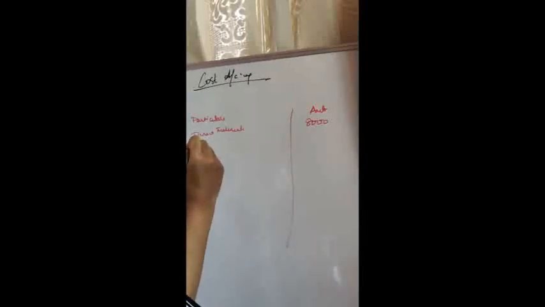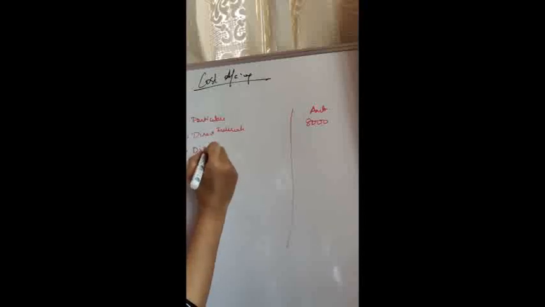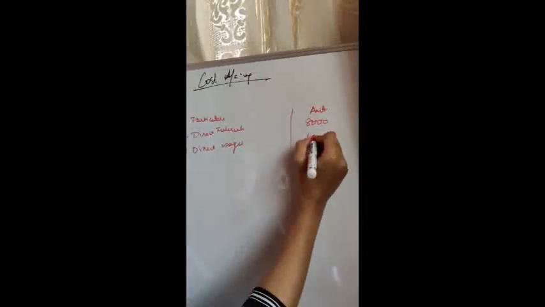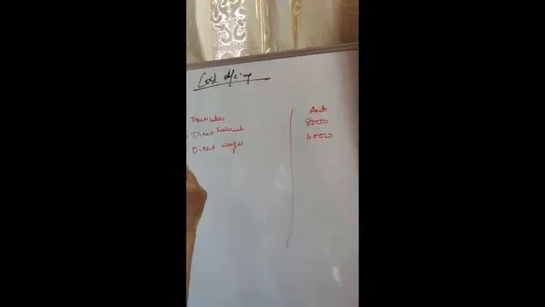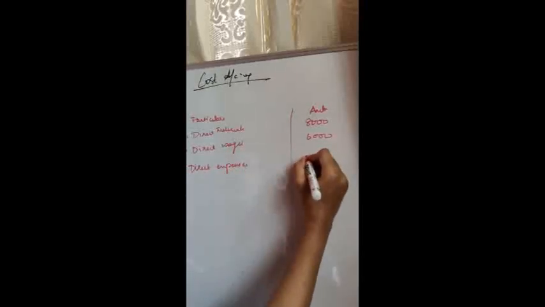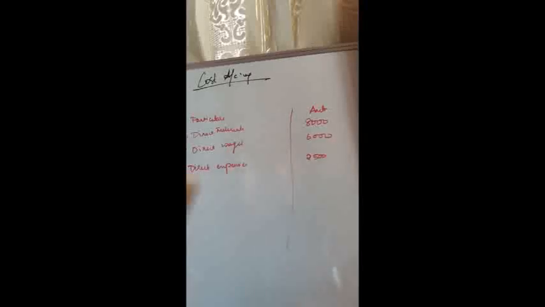Next, as stated in the problem, we will take direct wages, that is rupees 6,000. Next, as given in the question, you will take your direct expenses, that is rupees 2,500. Now, why are we not following the particular format from the start, that is your opening balance and all of that?